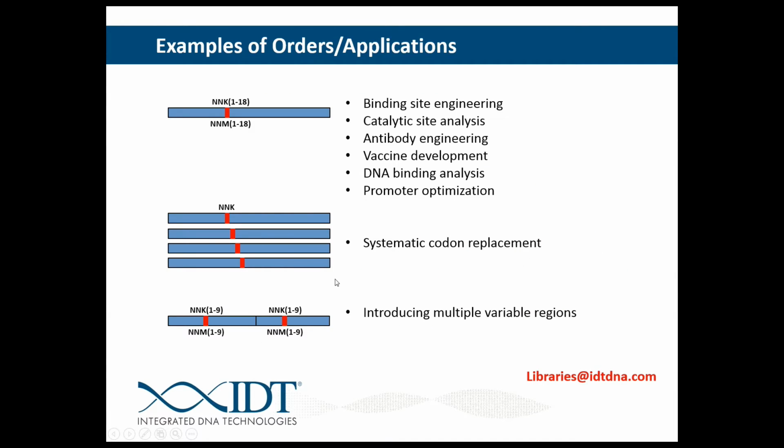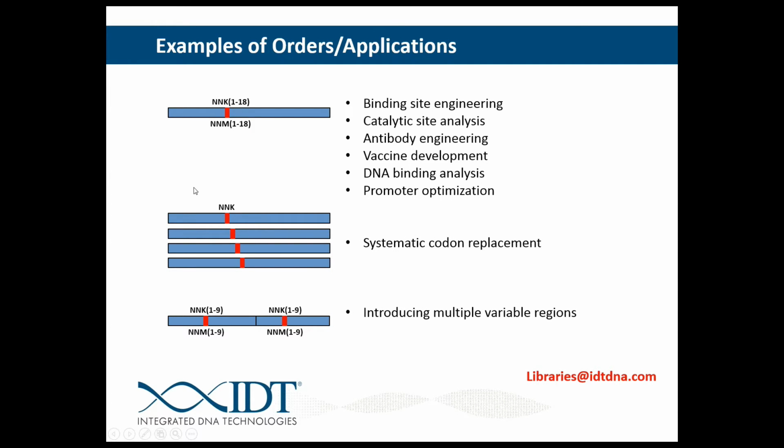So some examples of what people are using these for, and what some of our beta testers have used these for, is really probing things like binding site engineering, trying to modify binding sites of things like DNA binding proteins or catalytic sites of enzymes. We also have people that have used this for antibody engineering and optimization, and similarly for vaccine development and optimization.